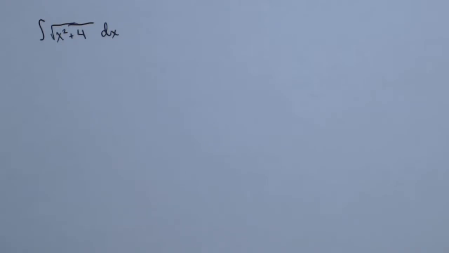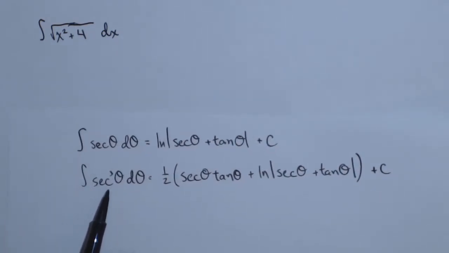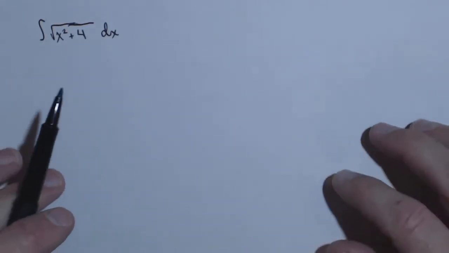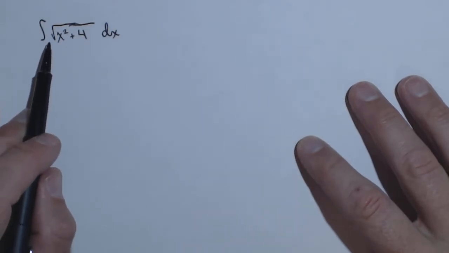In this video, we're going to find the antiderivative of the square root of x squared plus 4, and we're going to use the fact that the integral of secant cubed is this, which I've done in another video. I'll put a link in the description if you want to see that. But let's see how we get to that so that we can use that.